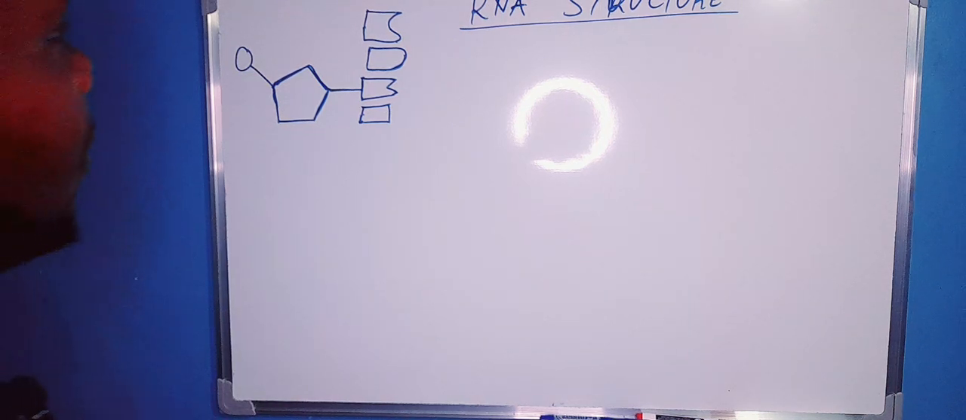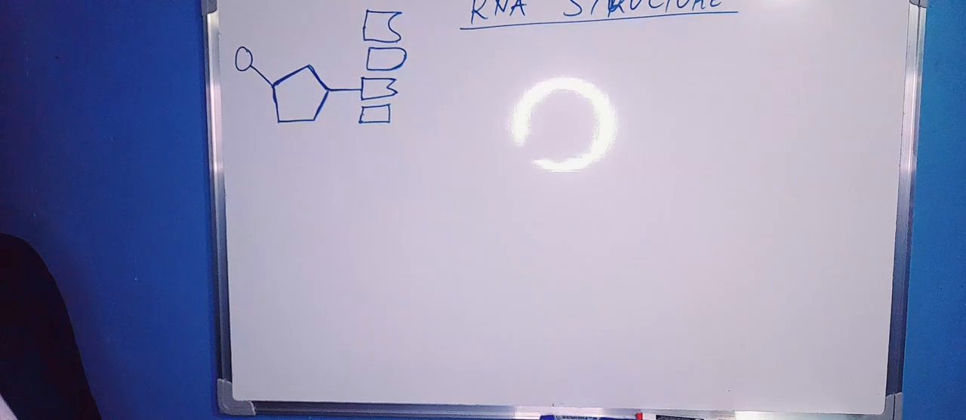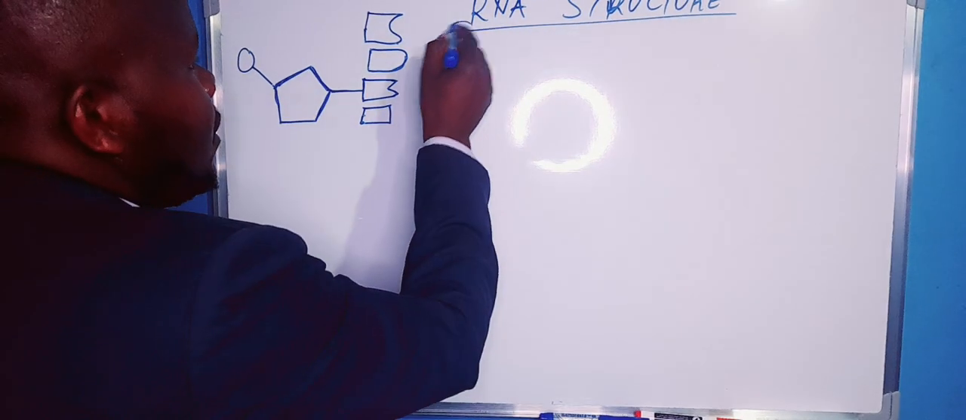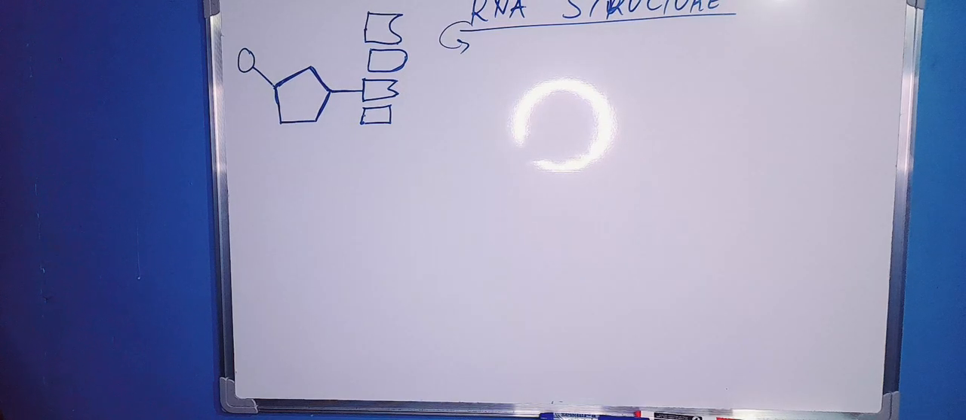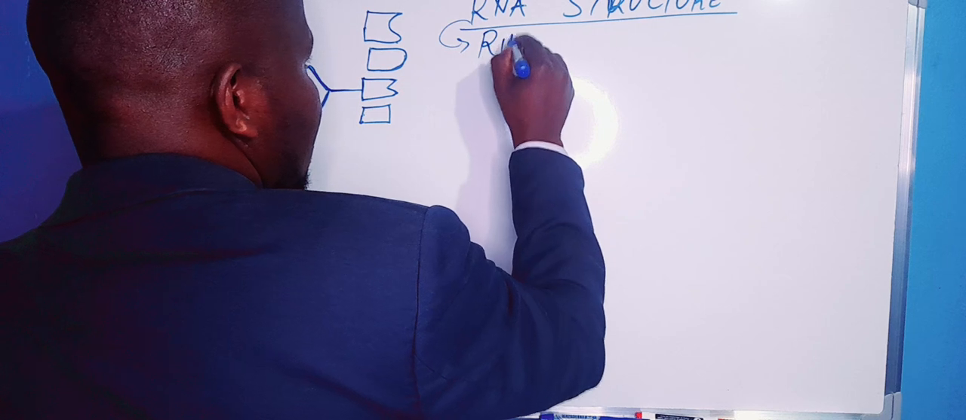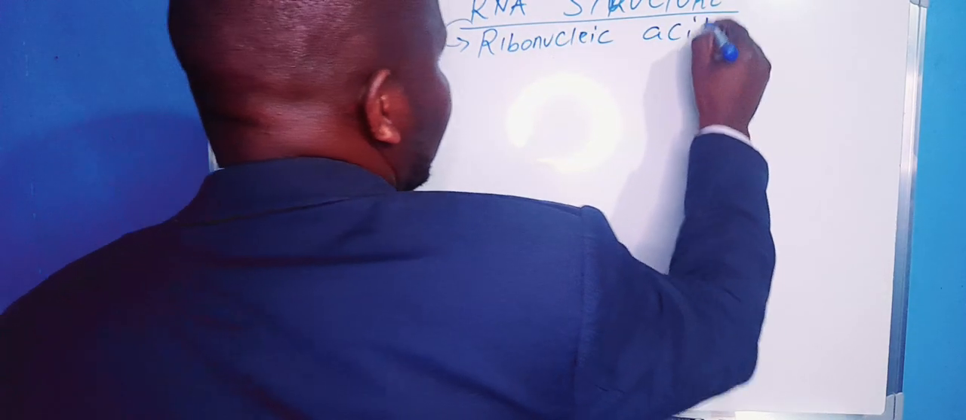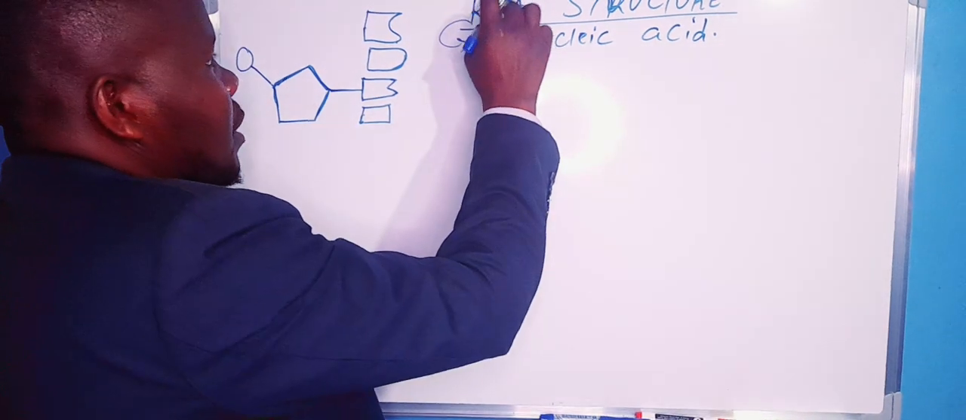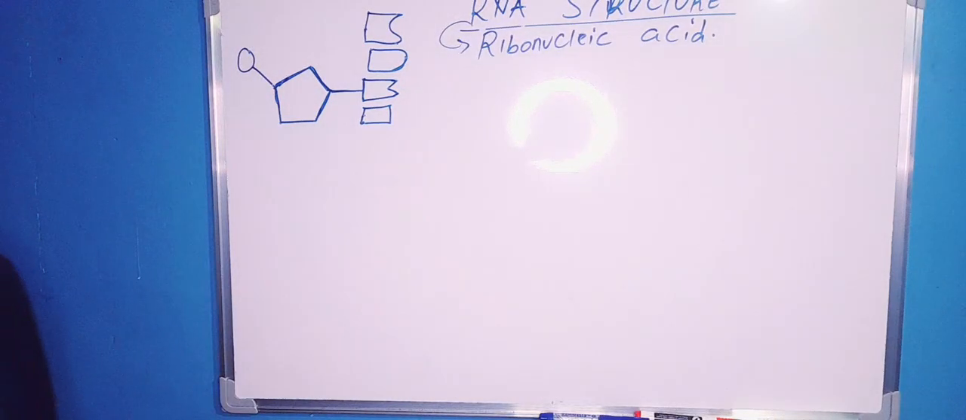Let's understand about the RNA structure. What's RNA in full? RNA is an abbreviation, and that's why I've written it in capital letters. It stands for ribonucleic acid. That is RNA in full, ribonucleic acid.